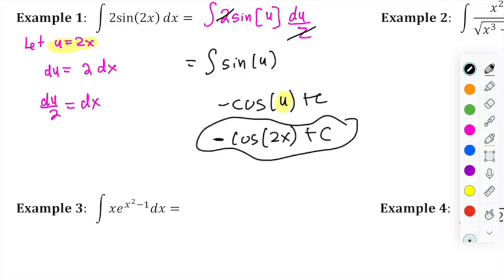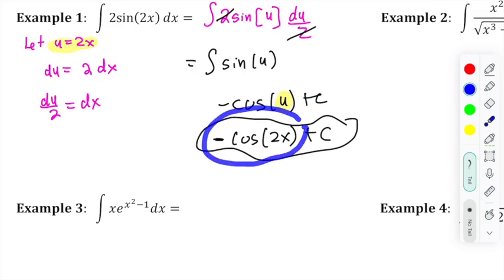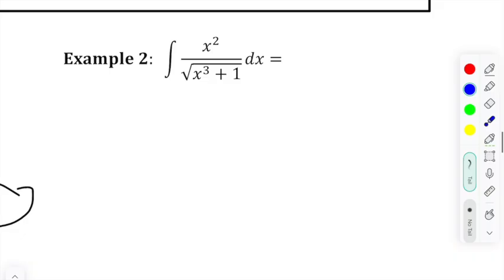And you can kind of see, if we take its derivative, the derivative of cosine of 2x would be negative sine. With this negative, it makes it positive. And then we would have to take the chain rule and multiply by 2, and we'd get this 2 back. So that works. So notice, looking at this, we have to figure out what u is.